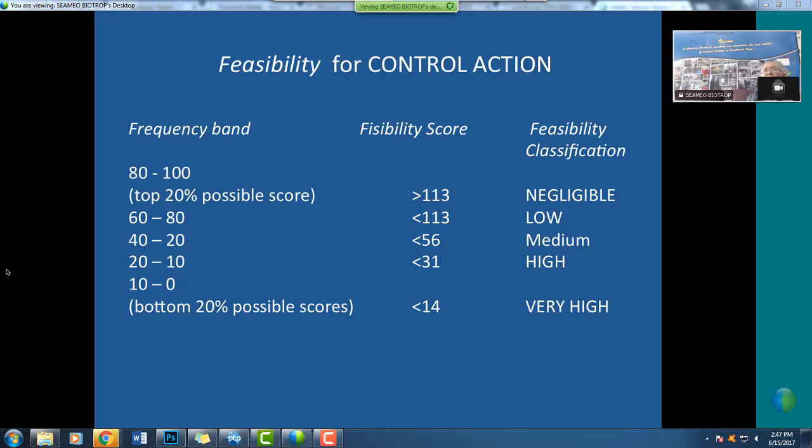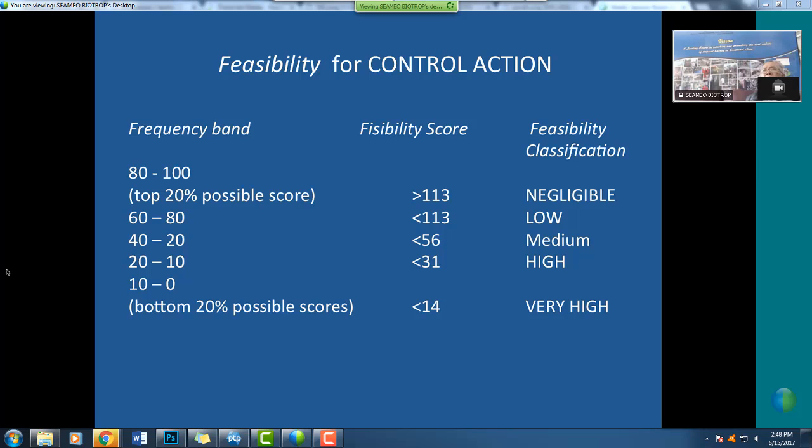Next slide. Again here, the feasibility of control is a little bit different from the risk. Here, the higher the feasibility score, the less feasible it is. So very high is negligible. And the score between 0 and 10 can be very high, but less than 14 is very, very high.